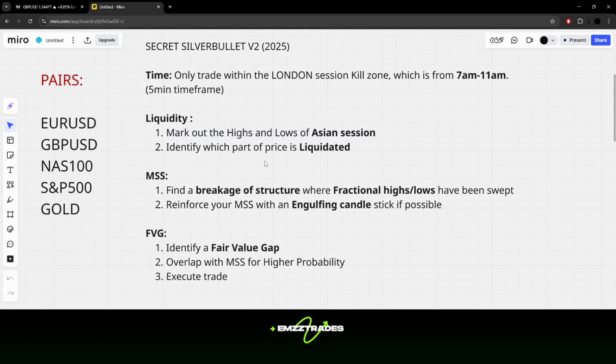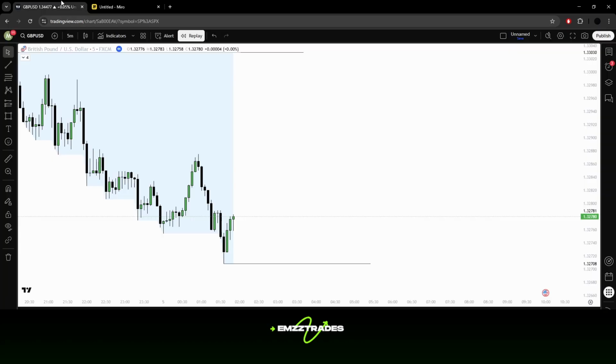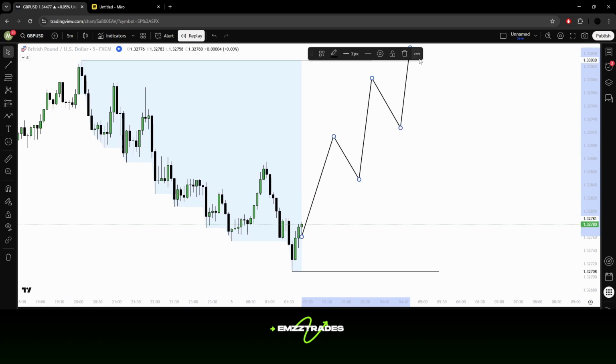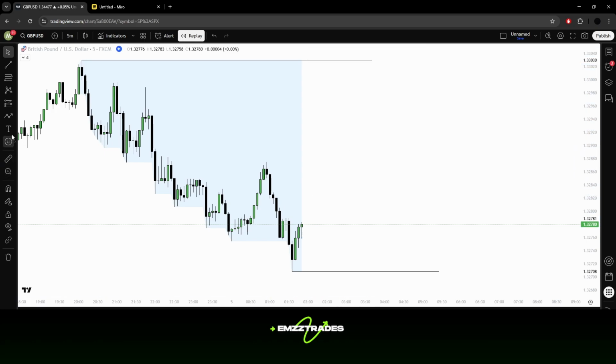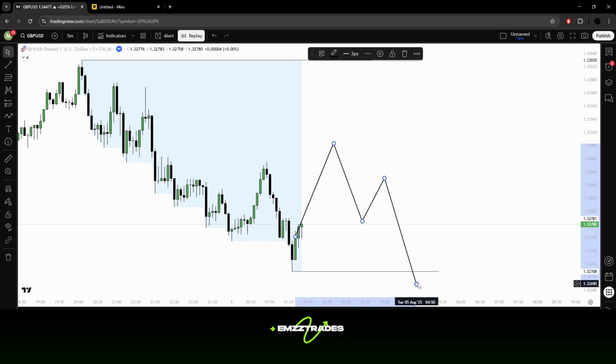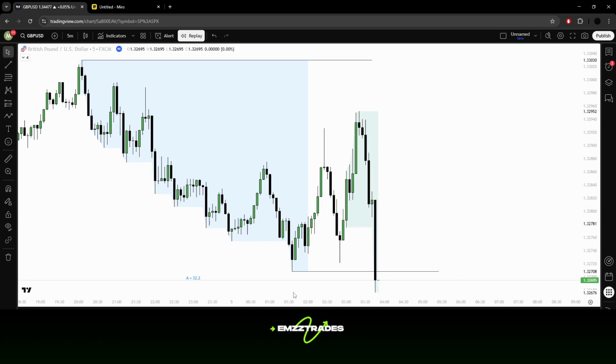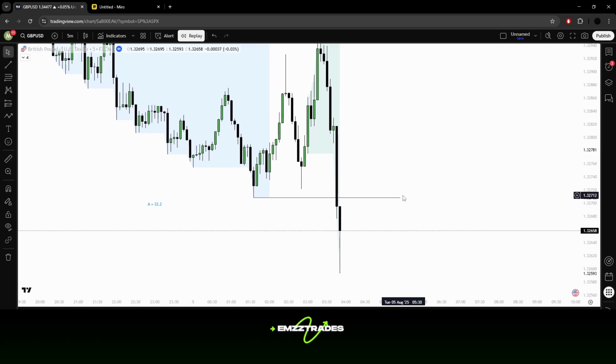Now what we're going to do is actually wait for price to identify part of liquidity where it gets fully swept. So we're identifying which part of price actually gets liquidated first, right? So what I'm going to be doing now is actually waiting for price to give me a movement like this where it completely sweeps the highs, or a movement like this which completely sweeps the lows, right? So I'm going to be displaying price forward and you're going to see exactly which one of these two it sweeps.